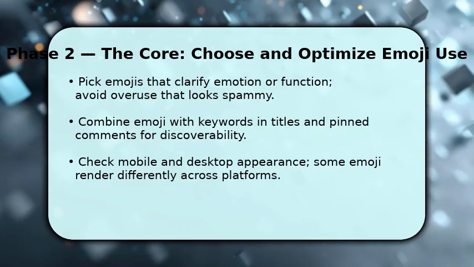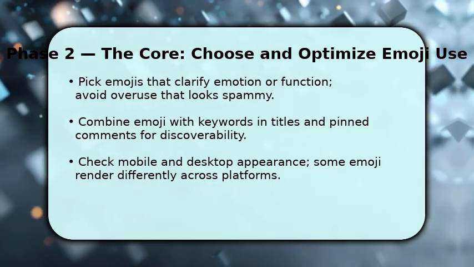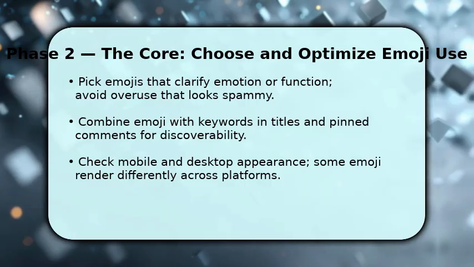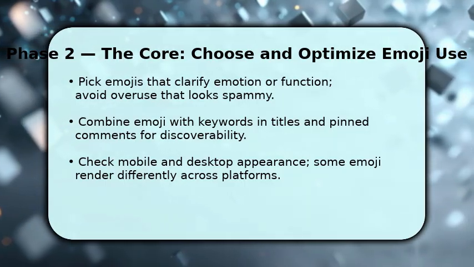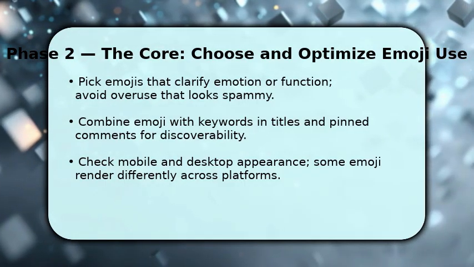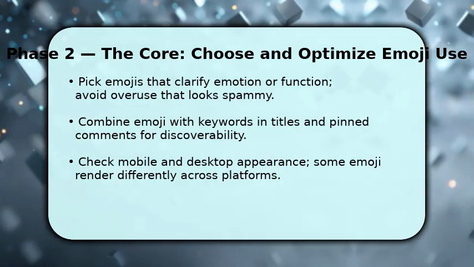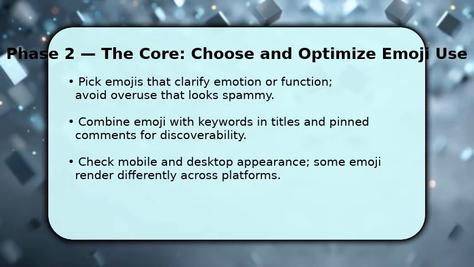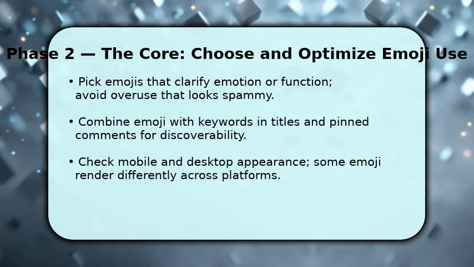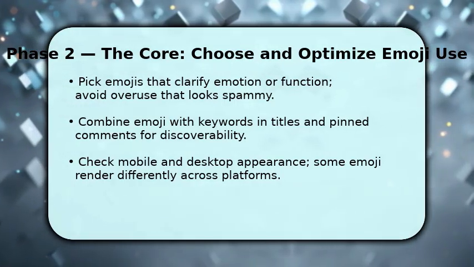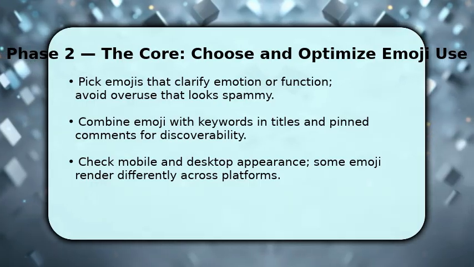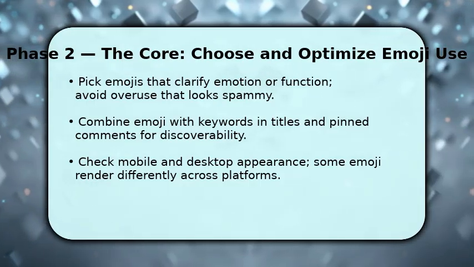Choose emojis that reinforce meaning, like a play symbol for trailers or a flame for trending topics, because they draw attention and convey tone quickly. Once chosen, pair them with strong keywords in the title and a pinned comment to boost click clarity without harming SEO. Make sure to preview on both mobile and desktop, since rendering can vary, and adjust if an emoji appears distorted or misaligned with your layout.